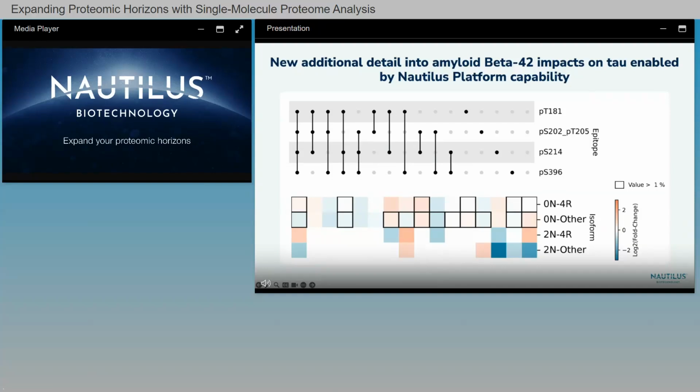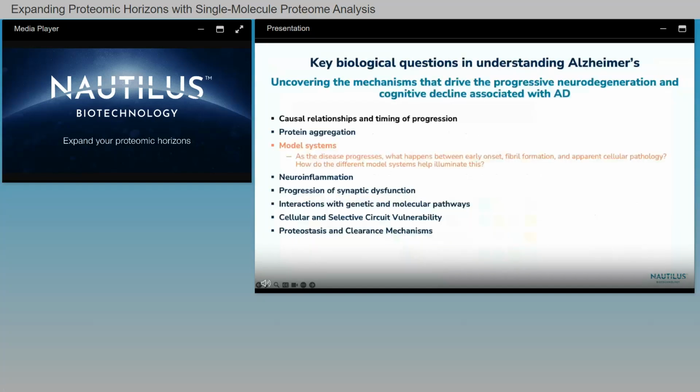composition texture variation in the proteoform landscape as induced by the treatment of neural stem cells, neural organoids with amyloid beta. Really exciting to be able to look at that diversity, that multiplicity of proteoforms, and not all proteoforms are present as expected, and not all proteoforms change substantially. But that's where it's exciting to be able to dig into this biology. One other study that we performed was really getting to the question of model systems.